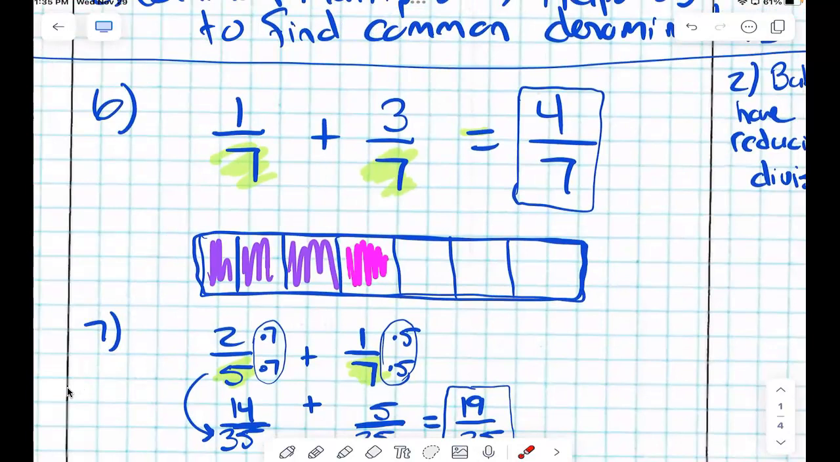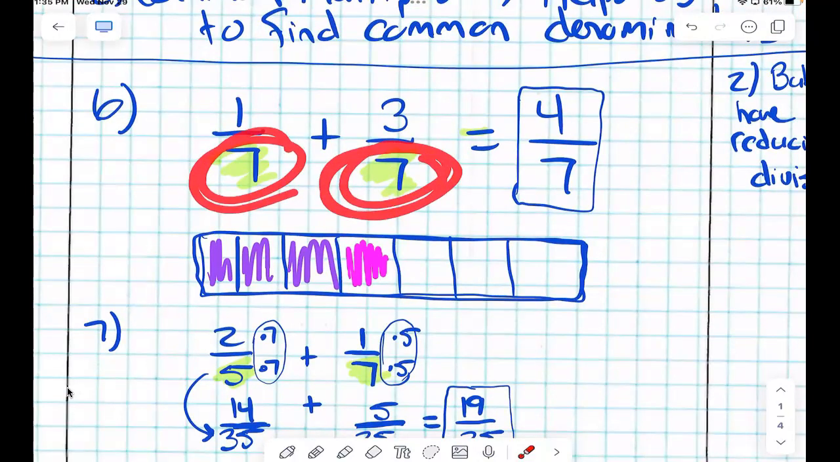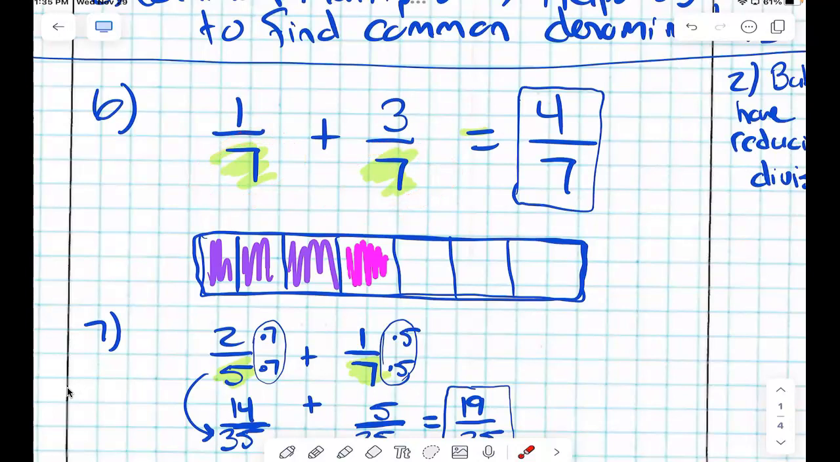What's the first thing we're looking at? Denominator. And the denominators are what? Same. So do I need bubbles? No. What do I do then? You add the numerators. So I just add the numerators. What's 1 plus 3? 4. And my denominator stays the same?